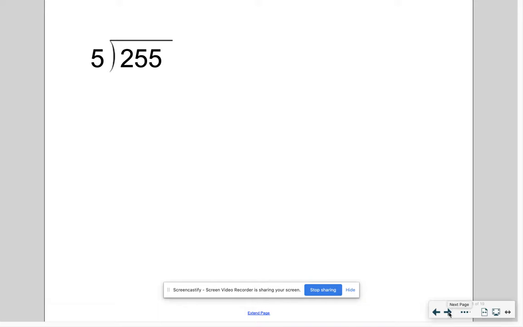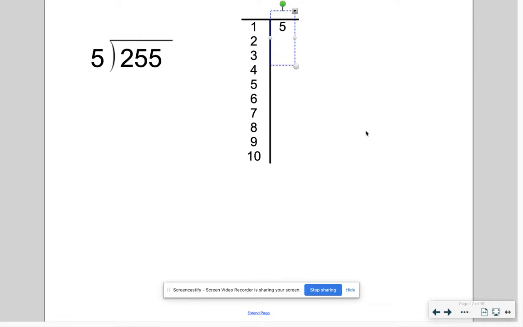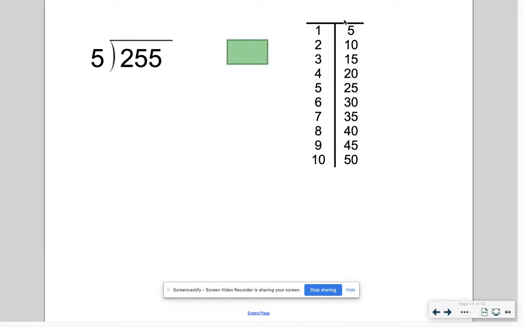So basically what it involves is creating a table beside your long division question of your divisor and skip counting with your divisor. So I'm going to write the numbers 1 through 10 here, and then I'm just going to skip count with my divisor, 10, 15, and so forth, all the way down until it looks like this. All right. So what I've basically done is written down all my 5 times tables without saying 1 times 5, 2 times 5. I've just written them down.